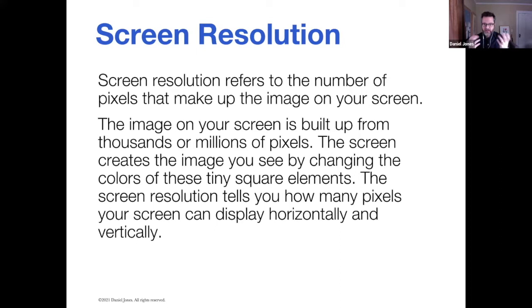You can't see it, but if you took a magnifying glass or a loupe and put it on your screen, you could see the tiny little pixels. So the image on your screen is built up of thousands or millions, or in some cases, billions of pixels. The screen creates the image you see by changing the color of these tiny little squares. The screen resolution tells you how many pixels your screen can display horizontally and vertically.